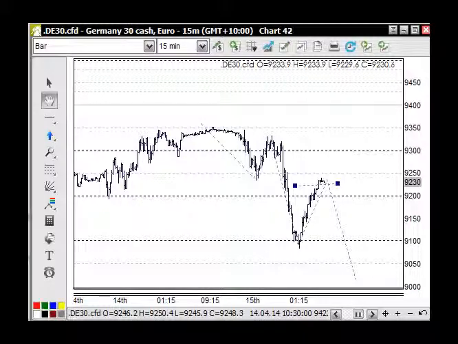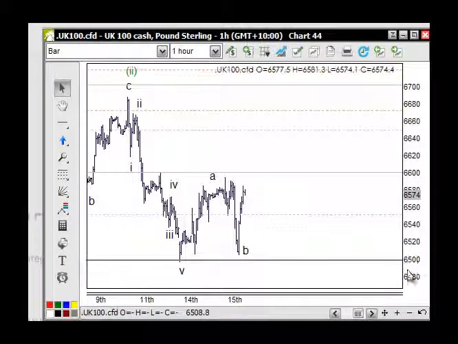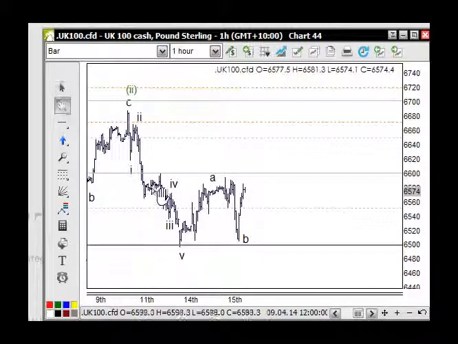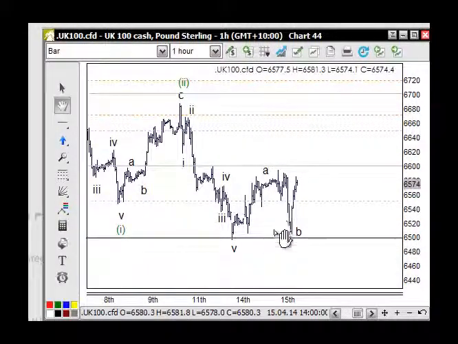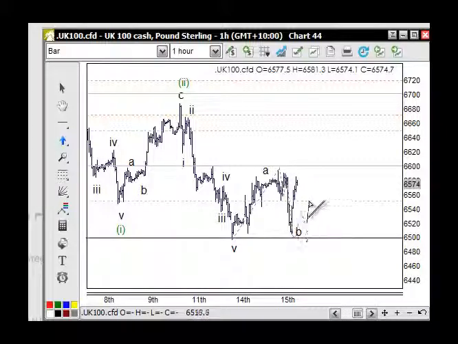The FTSE is the same but different, and in this case we'd been tracking these 5 waves down through to here, and then we're looking for an ABC correction. A little bit rough, but the A wave up to here, the B wave here in 3 waves, and once again the C wave here, very much like the other indices as well, so we can expect that to move up there. But then we're looking for failure at that point, but that failure needs to be confirmed.